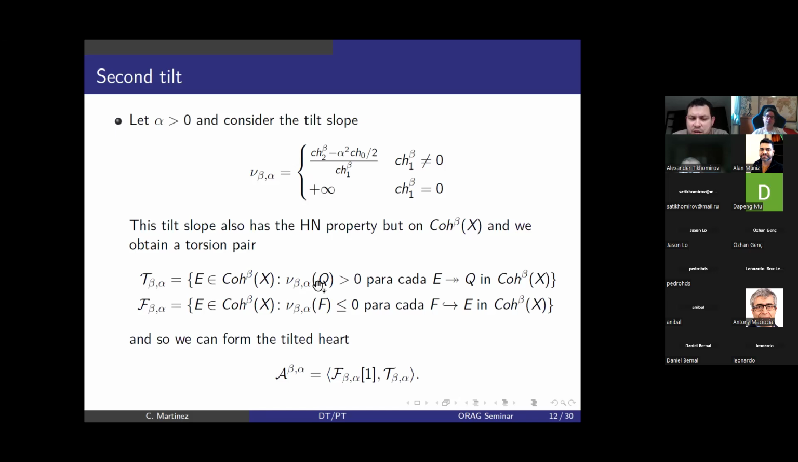The only difference now is that instead of measuring with the Mumford slope, I will measure with this nu slope. I say exactly the same thing, and again we get a torsion pair, and we can form a tilted heart, which consists of shifting the elements in this F by 1, taking all the elements in T beta alpha, and doing the extension closure of these two. This is called a double tilt construction because I have to tilt twice. And this heart is suitable to host stability conditions.